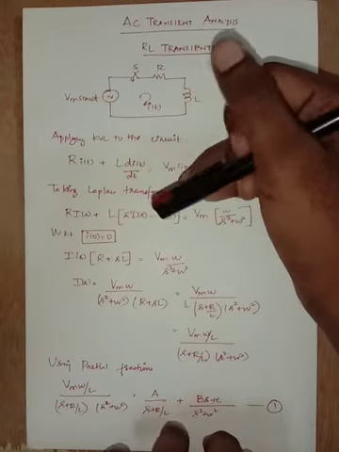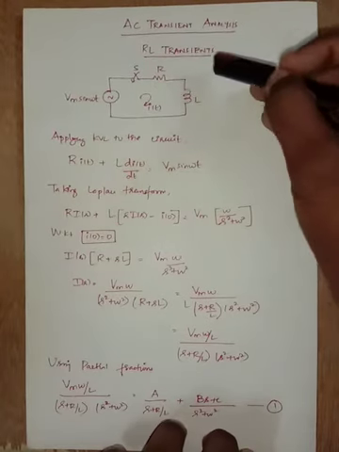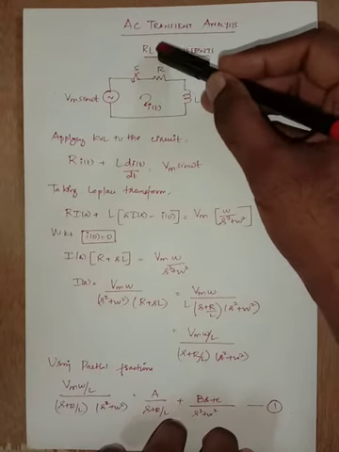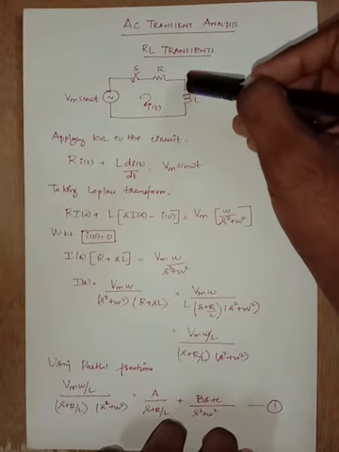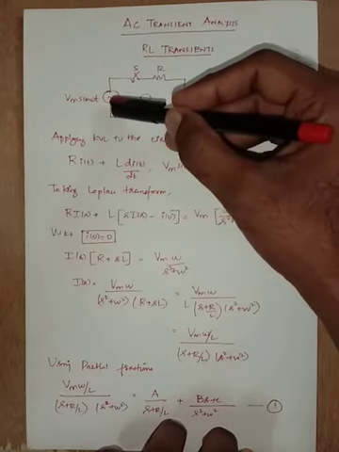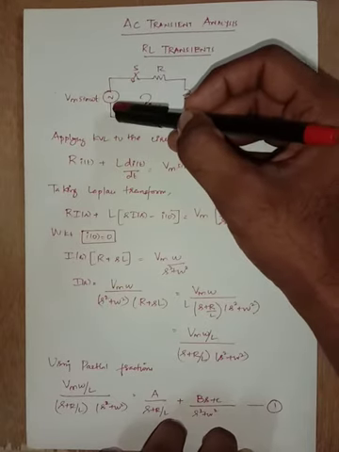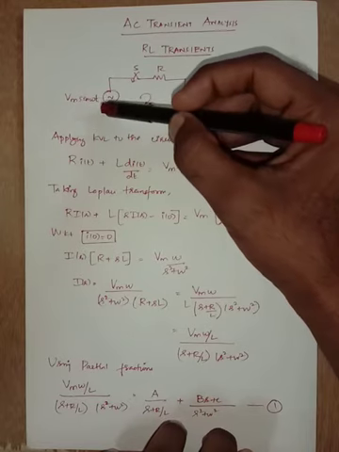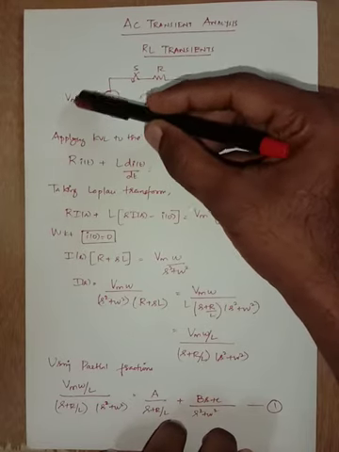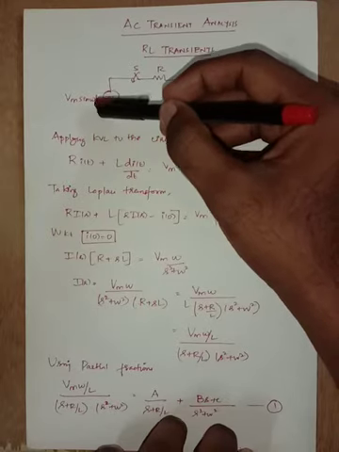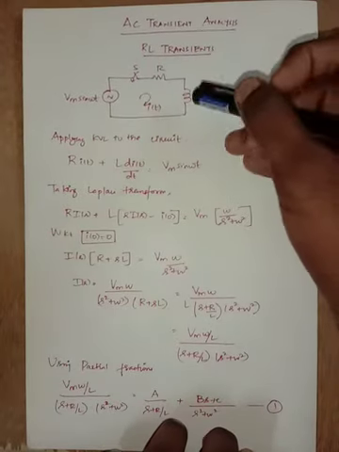So we'll straight away jump to the derivation of RL transients. As you know, the RL transients will have a series R and an L connected to a source, but in this case it is an AC source through a switch. The AC source is named as Vm sine omega t. So Vm is the amplitude and sine omega t gives you the AC source, the frequency.